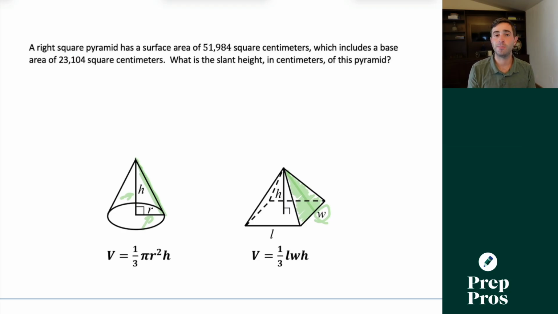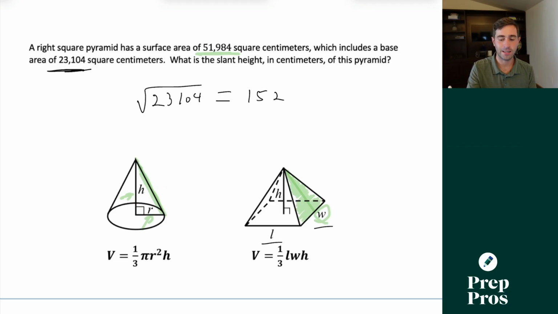So here, it's going to be like that last variety that we talked about. We know we have a surface area of 51,984 square centimeters for this right square pyramid. So that means we know the length and the width are the same, which includes a base area of 23,104 square centimeters. What is the slant height? Well, since it's a square, we can take the square root of 23,104, and that will give us that each of the side lengths is 152. So we now know essentially the base.